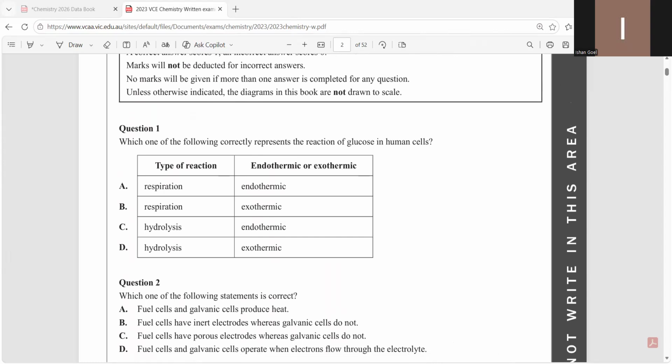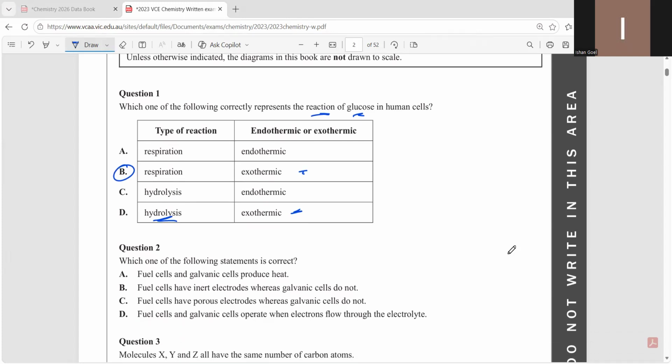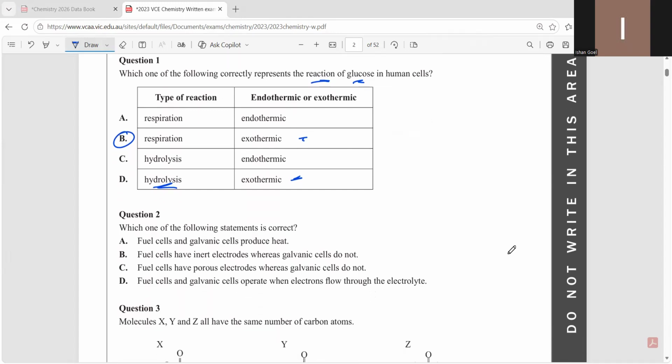Anyway, which one of the following represents the reaction of glucose in human cells? So it would be exothermic because it's releasing energy, and most likely be respiration. Hydrolysis, not really. The reaction itself is respiration. Okay, we respire. It's aerobic respiration. Hydrolysis, even though we are breaking down the glucose molecule into its smaller constituent molecules, I wouldn't go as far as saying it's hydrolysis. Hydrolysis is when we're physically using water to break it down, and in this situation, I guess it's literally producing water.